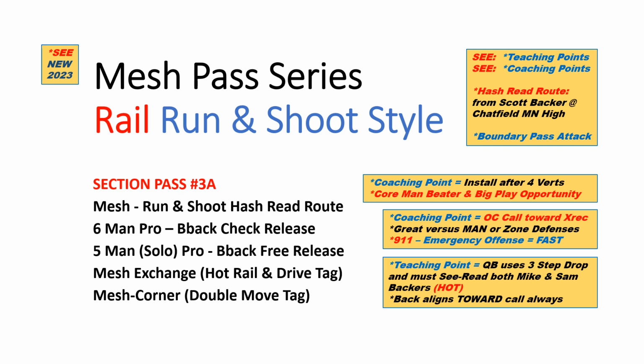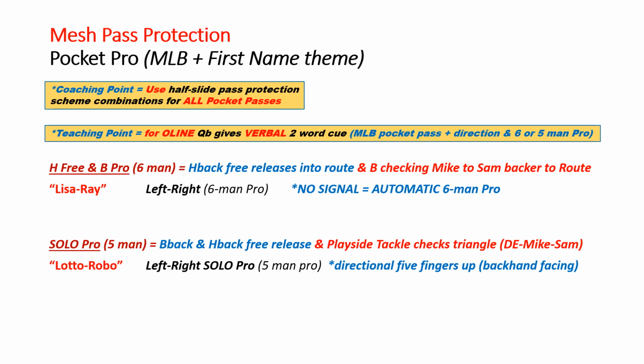Let's take a look. As always, first thing first is protection. We'll use our half slide pass pro. Again, our base is our 6-man protection where the back will double check the mic to the Sam and then release into his rail route. What I prefer to use is our solo pro or 5-man where the back will free release into the rail route and we'll have the tackle check the triangle, DN mic to the Sam.